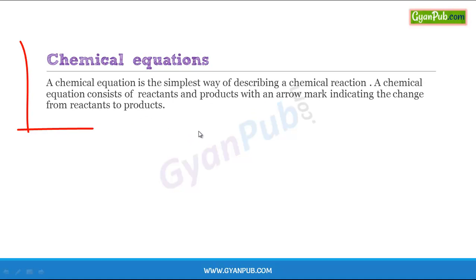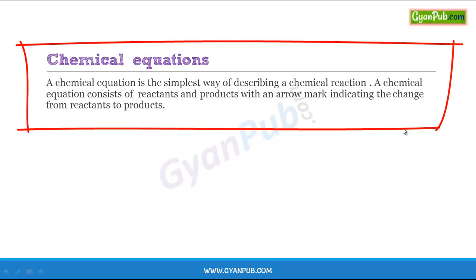If we observe any change in color or change in temperature or evolution of gas or change in state of any substance, then we can say that a chemical reaction has taken place. Once we observe a chemical reaction, we need to describe it. So there we use chemical equations. We can simply say that a chemical equation is the simplest way of describing a chemical reaction.